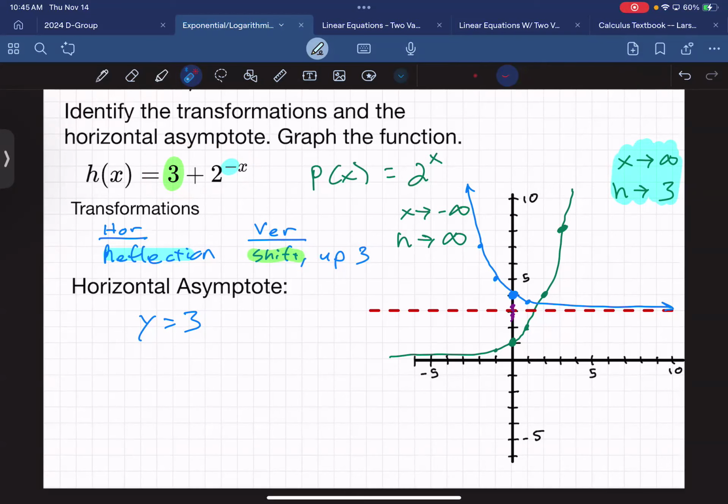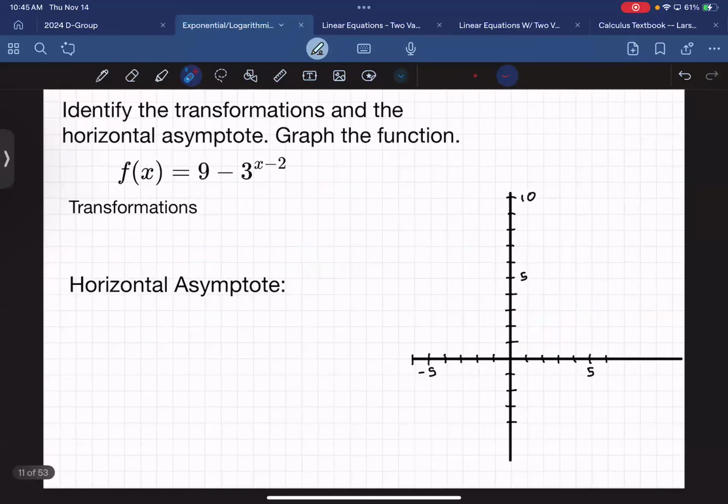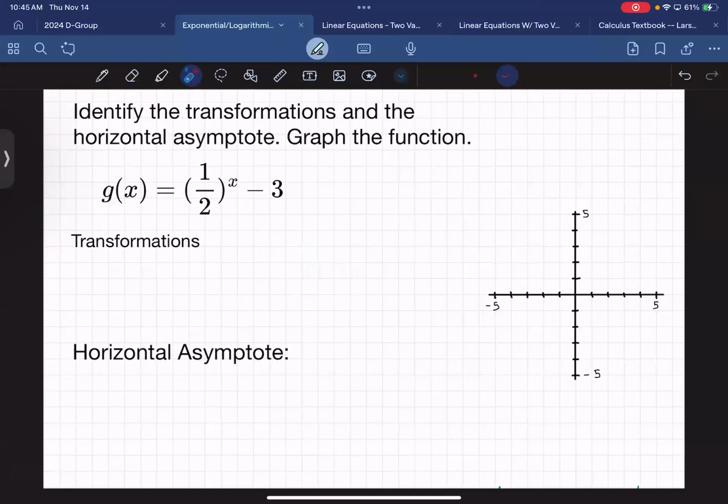Questions or concerns with this one though? Where this graph is coming from? Do you feel okay with that process then? Now I'm going to skip that one. We'll just do this one here. I want to do this one though to make sure you see another way you can write it out.